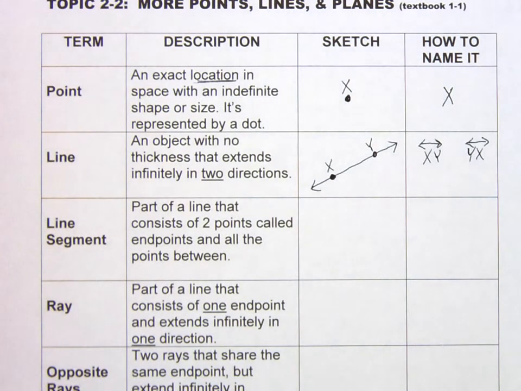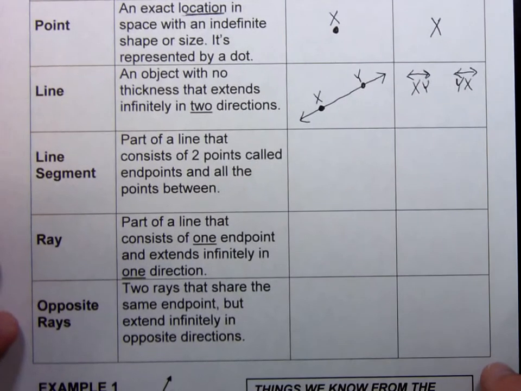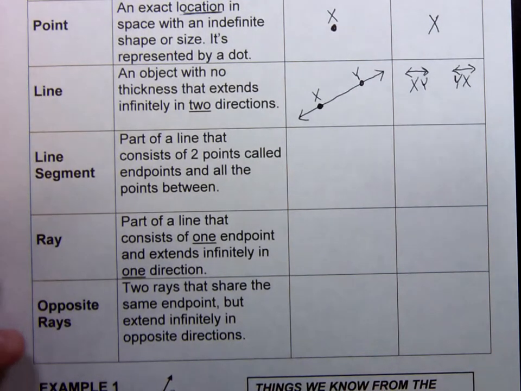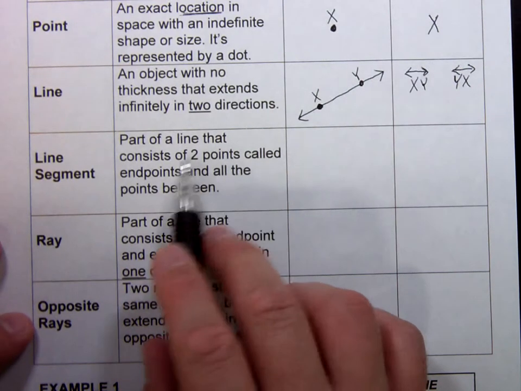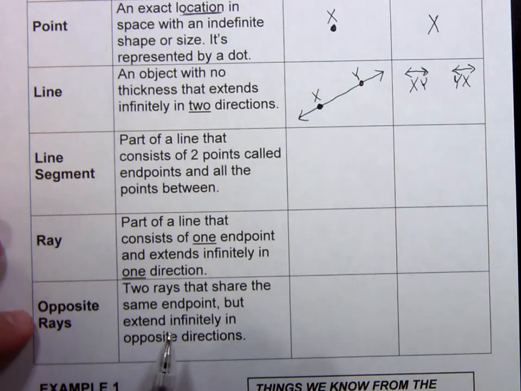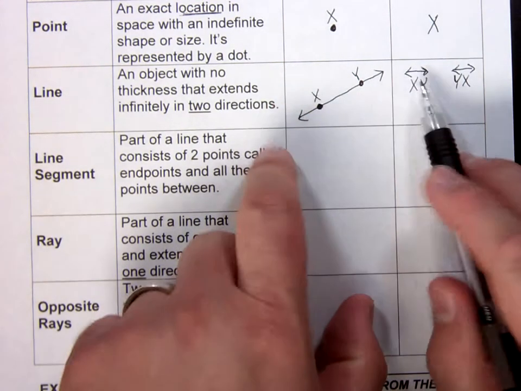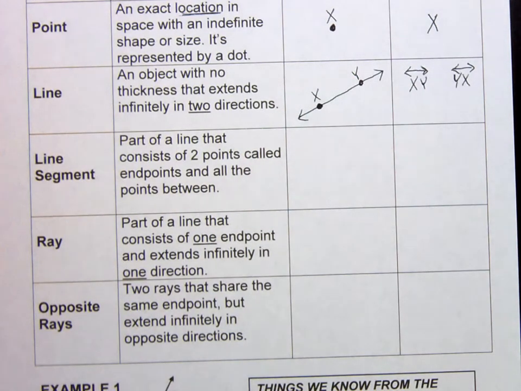Now there was one more way to name a line, but this is the primary way, so I'm not going to review the other one right now. Okay, something new today is a line segment. A line segment is part of a line that consists of 2 points called endpoints and all the points between. So a line goes to infinity in both directions, so it's infinitely long. You can't measure the length of a line because it has no beginning and end. It has no stopping points. It keeps going forever. It's infinitely long.